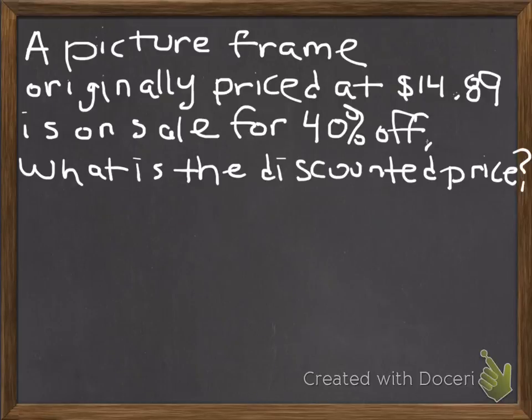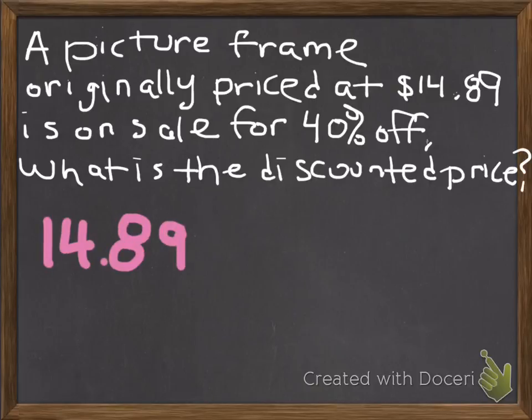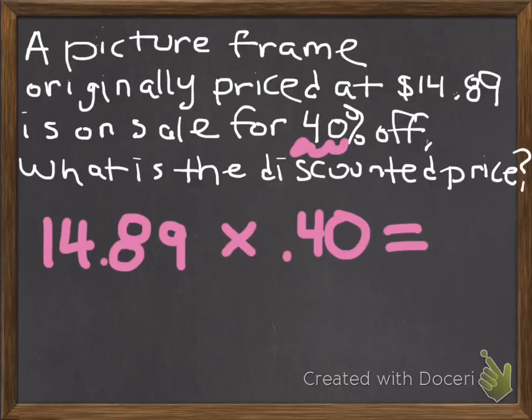Okay? So you would take the original price, which is $14.89, in this case, for the picture frame. It's on sale for 40% off, so I'm going to multiply by the decimal version of 40%, which just means 0.40, because I moved over the decimal place 2 spots. So I get 0.40 times $14.89. This gives me my discounted price. Now it's about 5.96.